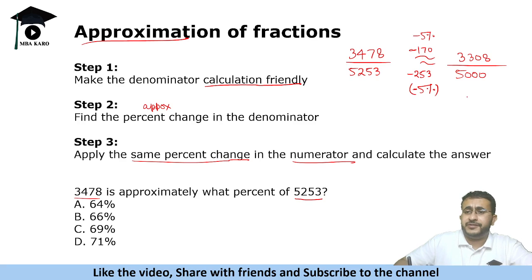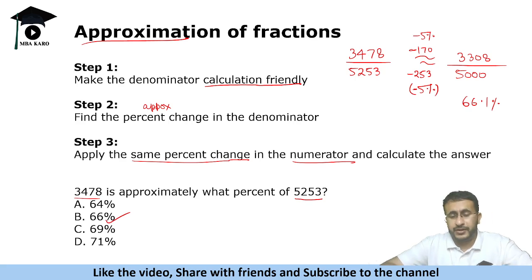Divide by 5, you will get 66, right? Roughly 66, like 66 is completely divisible, 66.1%, roughly this value. Okay, so your answer is 66%. Now you can take a calculator, divide 3478 by 5253. You will get a very close value. हो सकता है 66.2, 66.3, 66.4 हो, but very close to 66. So this is how you can calculate super fast, and you do not need a calculator for that.